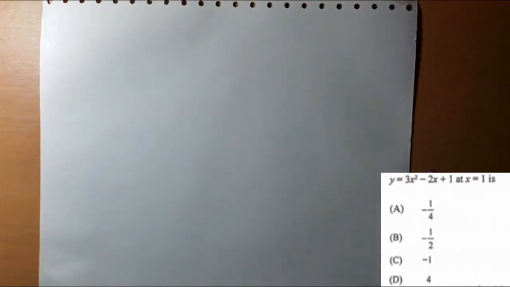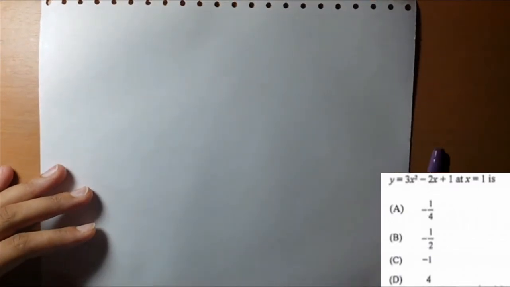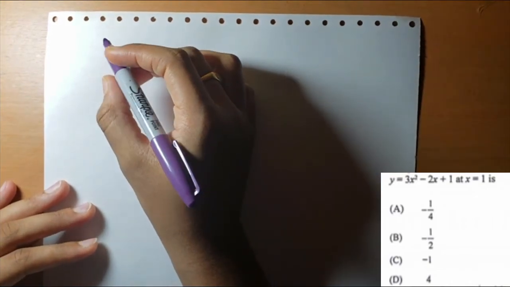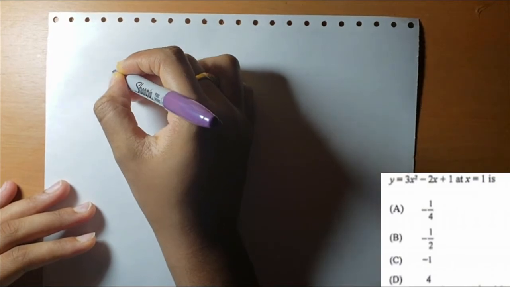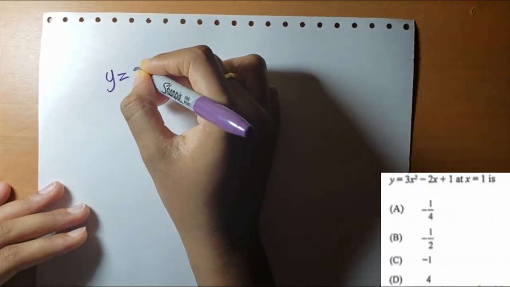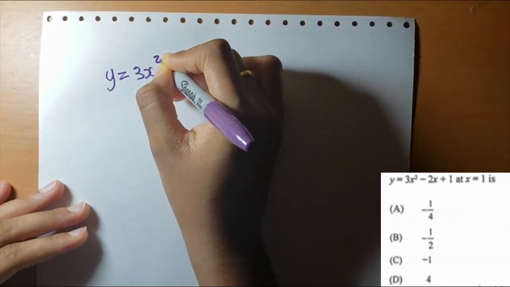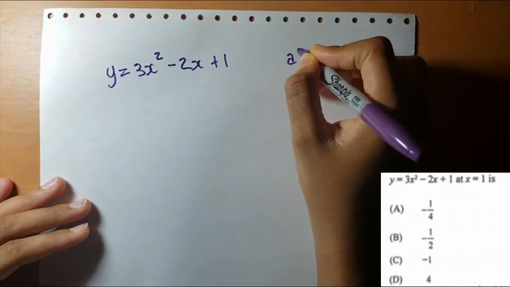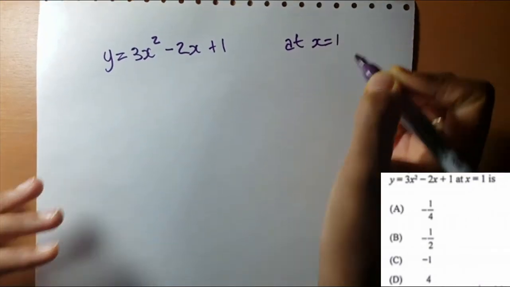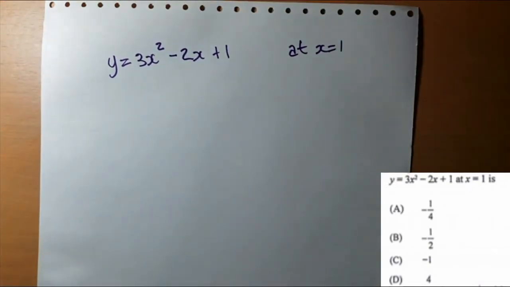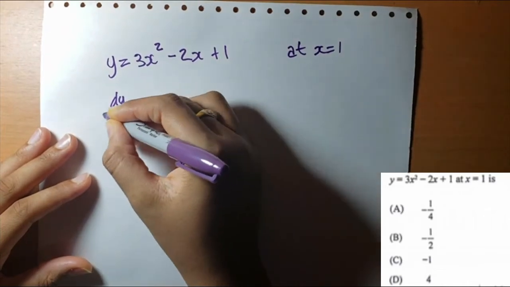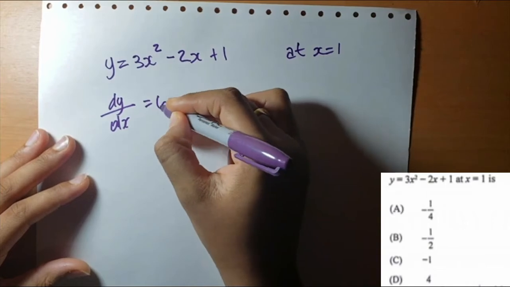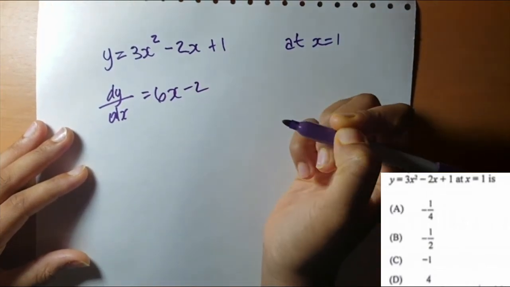Alright, so for this question, we're being asked for the gradient of the normal to the curve, right? And the curve is y is equal to 3x squared minus 2x plus 1, and we're being told that it's at the point x is equal to 2. So first thing that we need to do is differentiate this. So then we'll have dy/dx is equal to 6x minus 2.